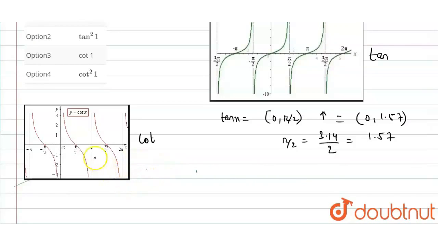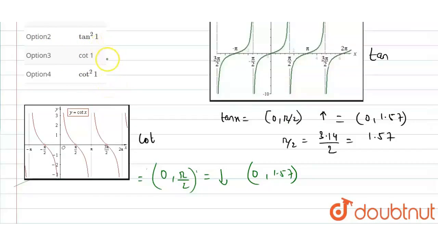If we look at the values of cot, we will see that from 0 to pi by 2 the values are actually decreasing. We can see from here that at pi by 2 the value of y is almost 0, and pi by 2 is 1.57.